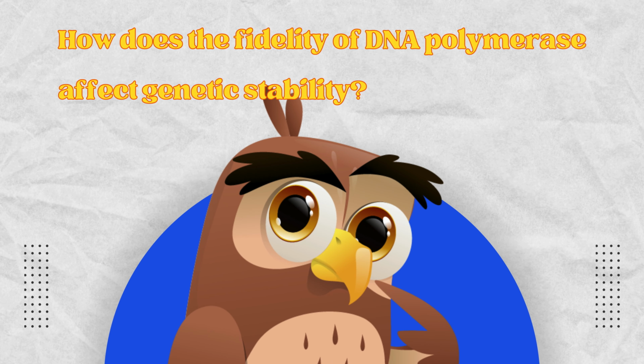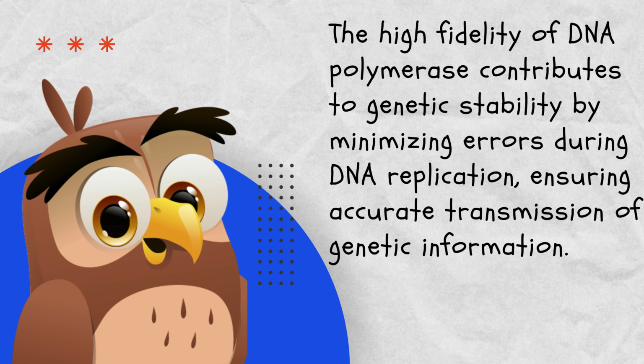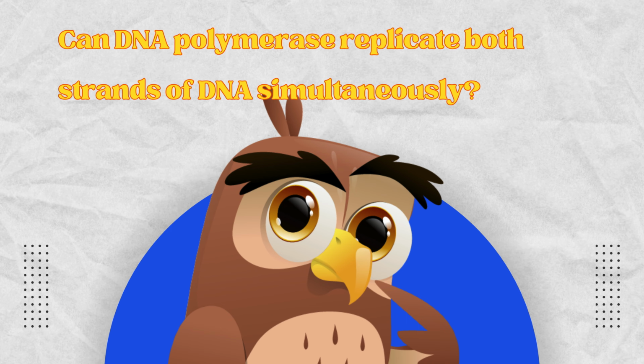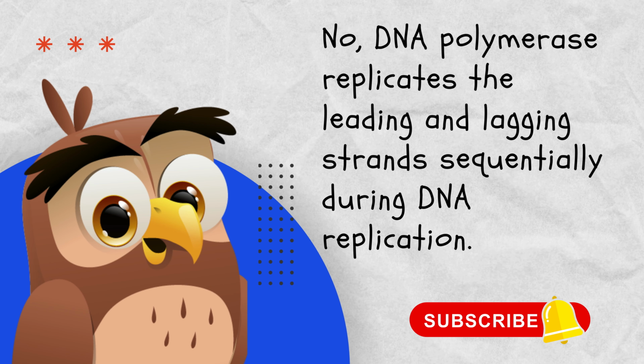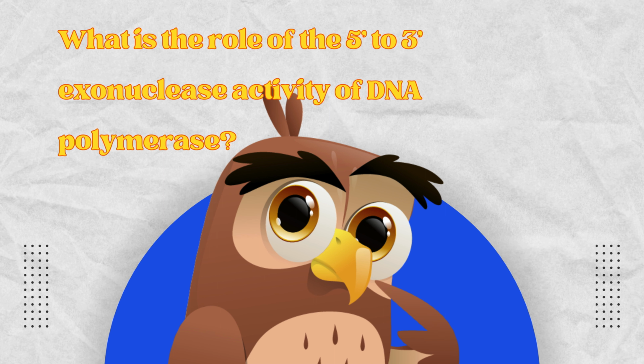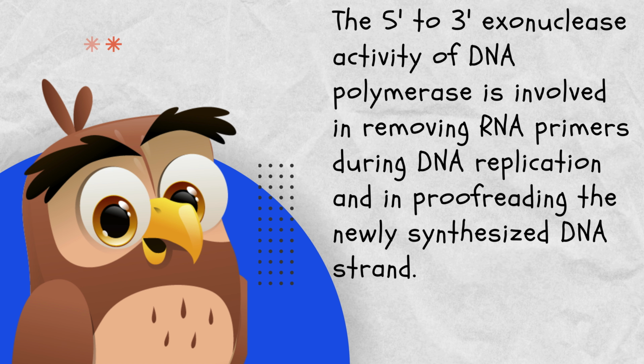How does the fidelity of DNA polymerase affect genetic stability? The high fidelity of DNA polymerase contributes to genetic stability by minimizing errors during DNA replication, ensuring accurate transmission of genetic information. Can DNA polymerase replicate both strands of DNA simultaneously? No, DNA polymerase replicates the leading and lagging strands sequentially during DNA replication. What is the role of the 5' to 3' exonuclease activity of DNA polymerase? The 5' to 3' exonuclease activity of DNA polymerase is involved in removing RNA primers during DNA replication and in proofreading the newly synthesized DNA strand.